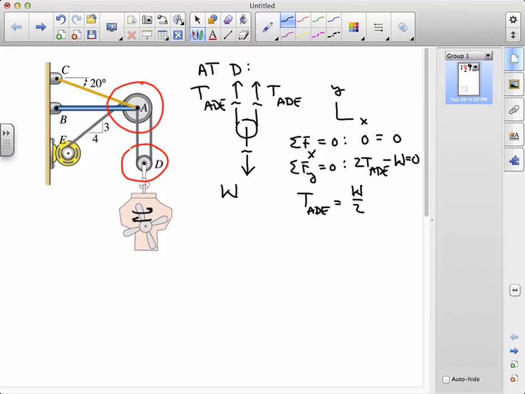The configuration of cable ADE around pulleys D and A has reduced the load it carries as a multiple of W, but perhaps at the expense of the loads carried by cable AC and bar AB. We need to examine the free body diagram at A to determine those loads.